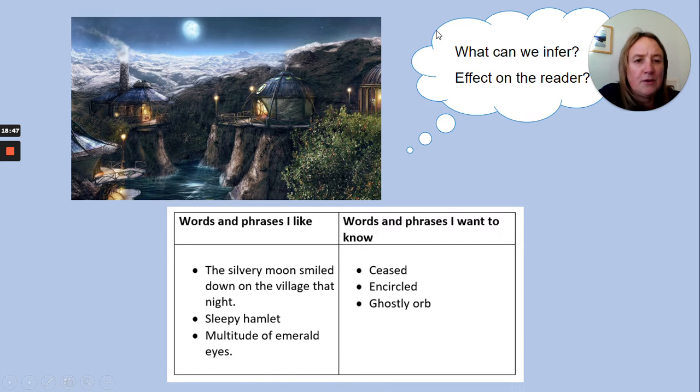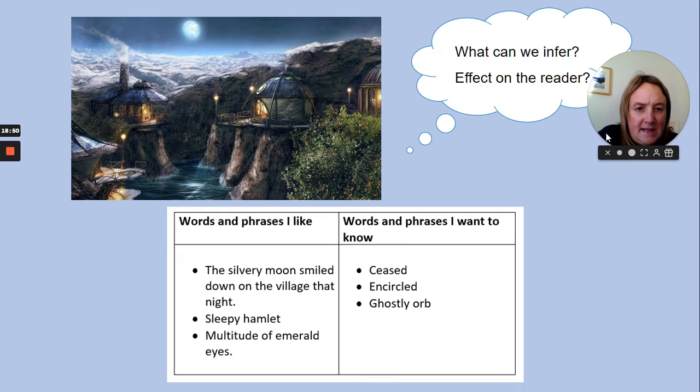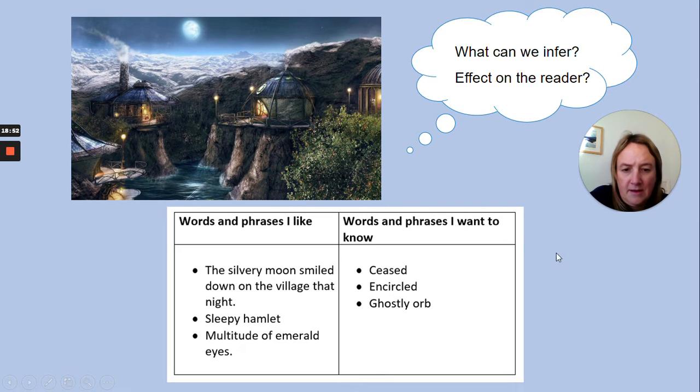So when we're talking about what can we infer from the setting and the effect on the reader, hopefully you've included something like I have here. You've got the words or the phrases you like, and maybe some words like this where you want to just double check, and that's fine. If you've got a dictionary at home or at school, you can have a look at what those mean. Or you can have a chat about it with someone, and how would you describe it to someone else?